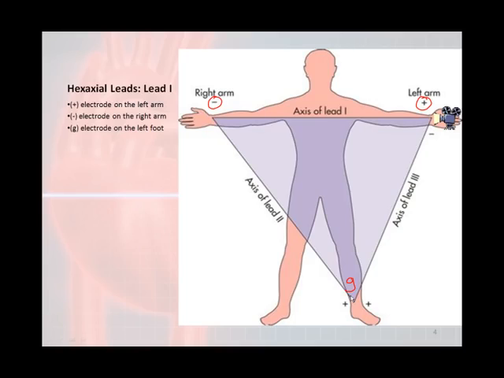Now, the reason you need to know the location of the positive and negative electrodes is because the positive electrode is actually considered the camera. If you were to look up here, there's a camera right here. This is the camera where you are actually looking from. But you have to have a destination. So the camera is always looking from the positive electrode to the negative electrode. So in this case, you're looking from the left arm over to the right arm.